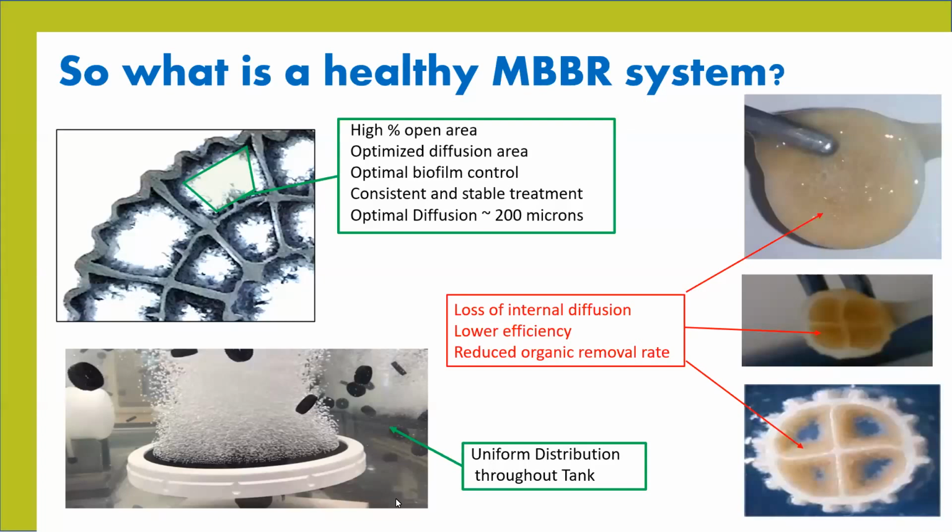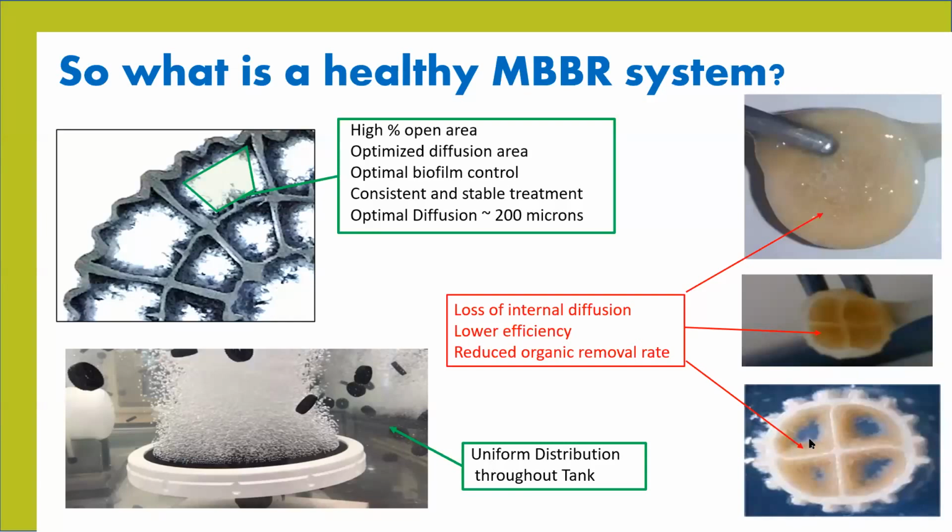The typical optimal diffusion layer of biofilm is about 200 microns. So if we were to increase the biofilm, sometimes we see up to 1 millimeter, you're really not achieving as much treatment. You don't have as healthy a system. So what we want to see is something like here on the left, where you have biofilm attached to the carrier, but you have a great open area that allows water to go through the carrier. So you have diffusion with the aerated system, and you're able to achieve optimal treatment with all of your biology.